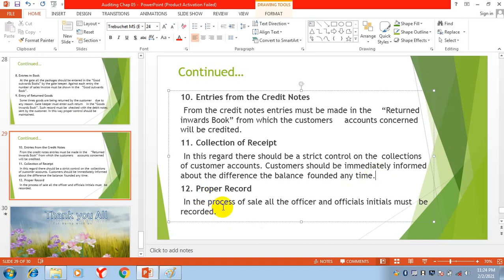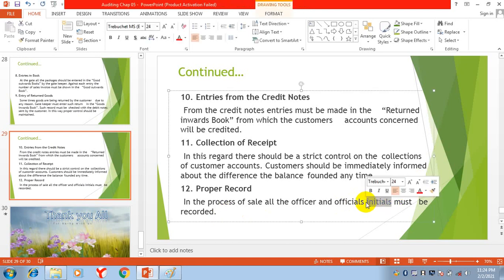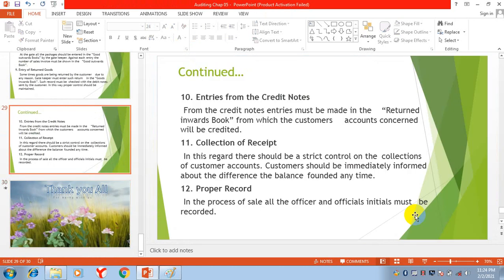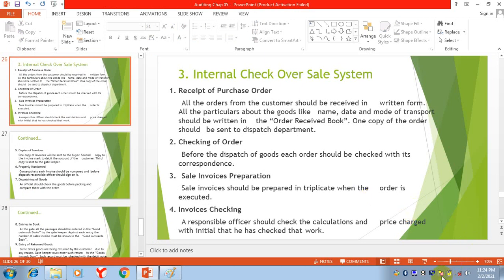Proper record. In the process of sale, all officers' and officials' initials must be recorded. There should be a proper record in the case of sale. Whoever is responsible, his initials and signatures must be properly recorded. Without initials, no entry will be made. So this is all about the internal check over the sales system. Today it is enough. This is the end of this chapter.